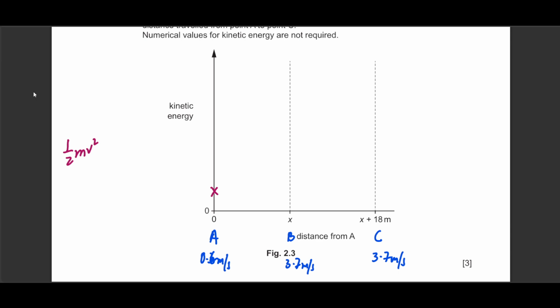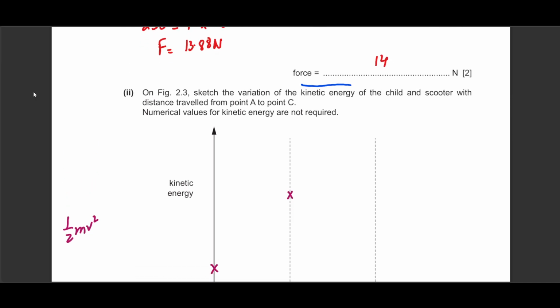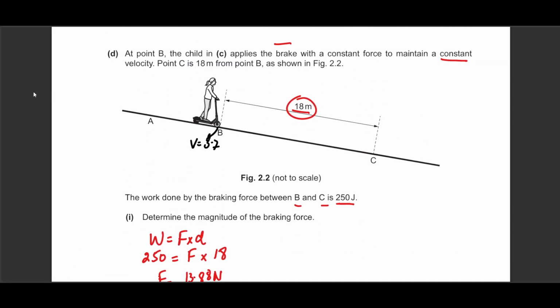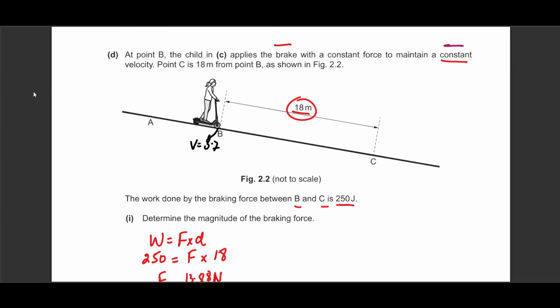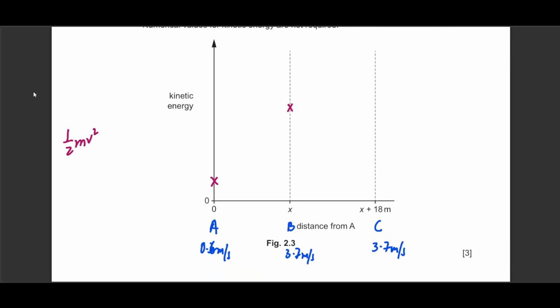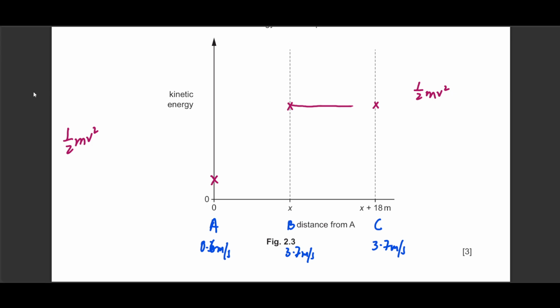And now its velocity increased, so its kinetic energy increased, so it should be somewhere greater at this point at B. Now, since from B to C he says that it is moving at a constant speed or constant velocity, the kinetic energy is not going to change. The answer for half mv square will not change between B and C. That is why it should be a flat line.